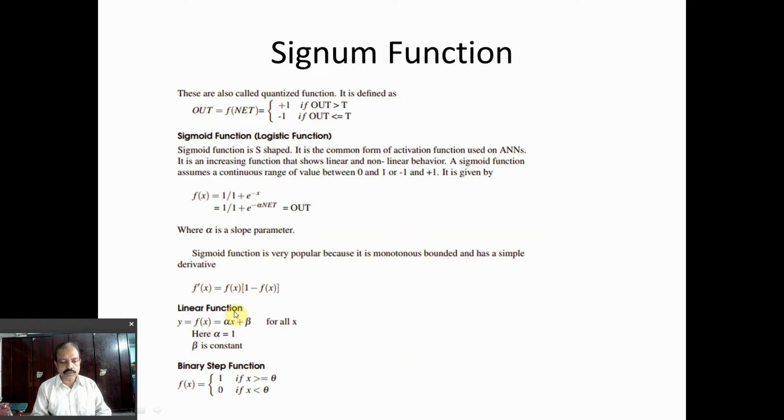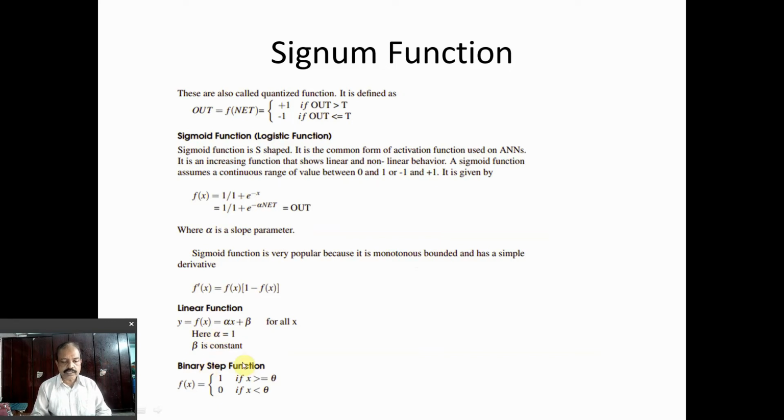Then we have a number of other functions. We have the linear function. For linear functions, y is equal to f(x) is equal to alpha x plus beta, where beta is a constant. Alpha is the slope. It is just y is equal to mx plus c.